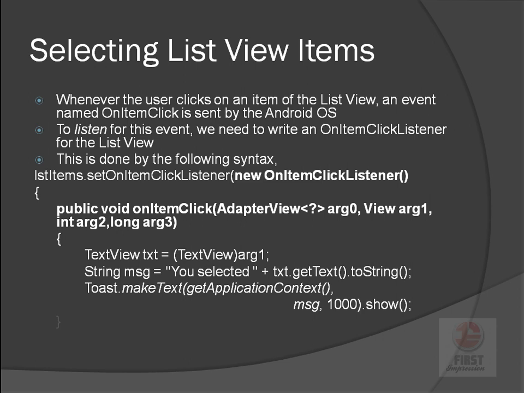Okay, so by this, whenever a user clicks on any item of the list view, this on item click listener will be called. Inside this on item click listener, we'll convert that view into a text view, get the text from that text view, build a message by saying you selected that text, and toast that message at the output.